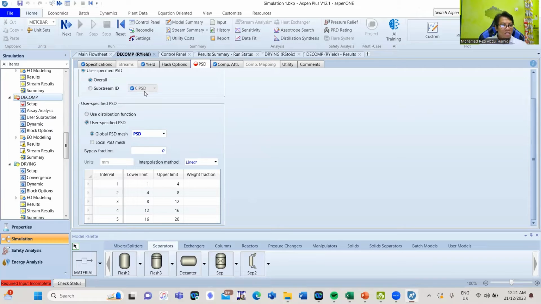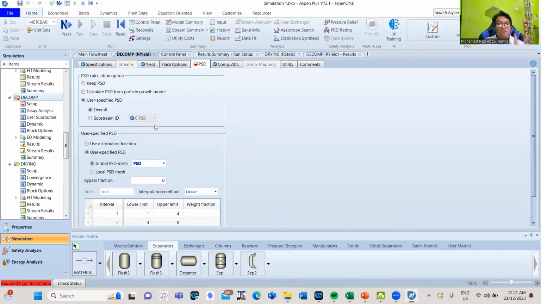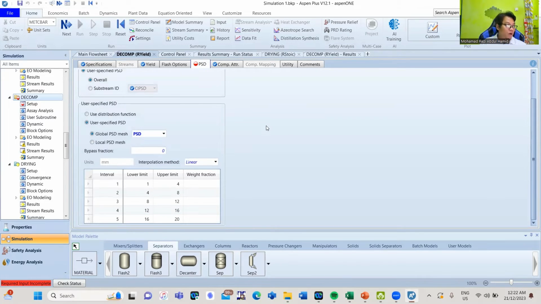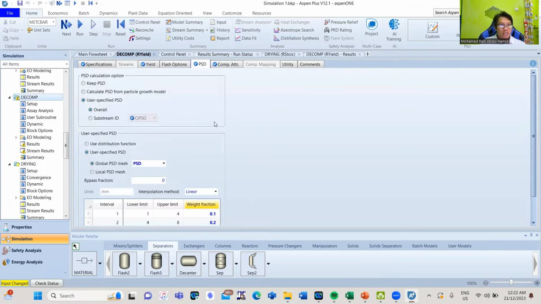so for the substream, okay, this one, this is the particle size distribution of CISPD is my char. If you refer to my slides, there's a particle size distribution of char as well. I don't have it, but I'm going to assume char has the same particle size distribution. Also, I'm going to write down 0.1, 0.2, 0.35, 0.2, 0.15. Okay, I think this should be correct.